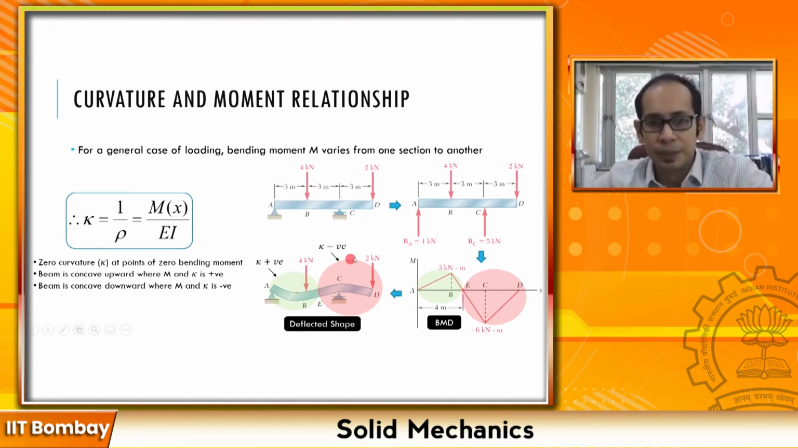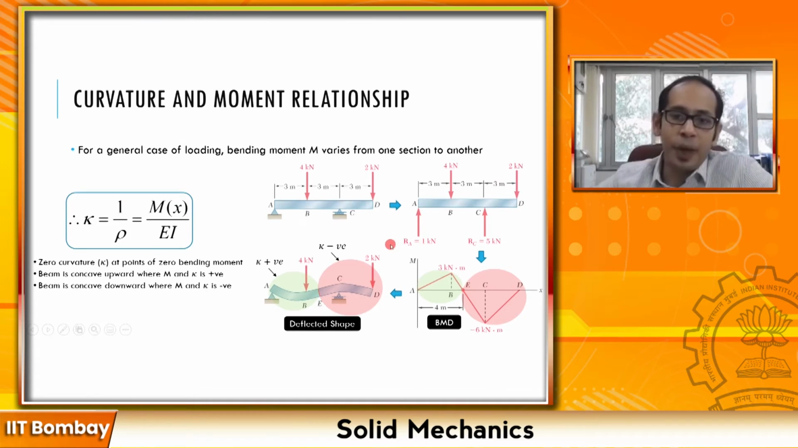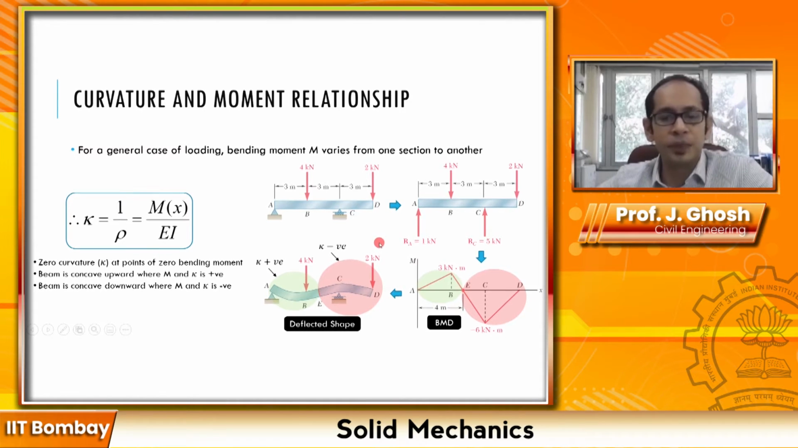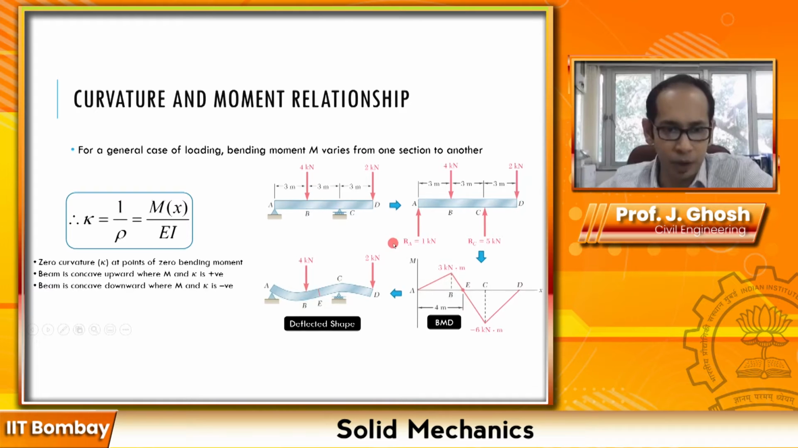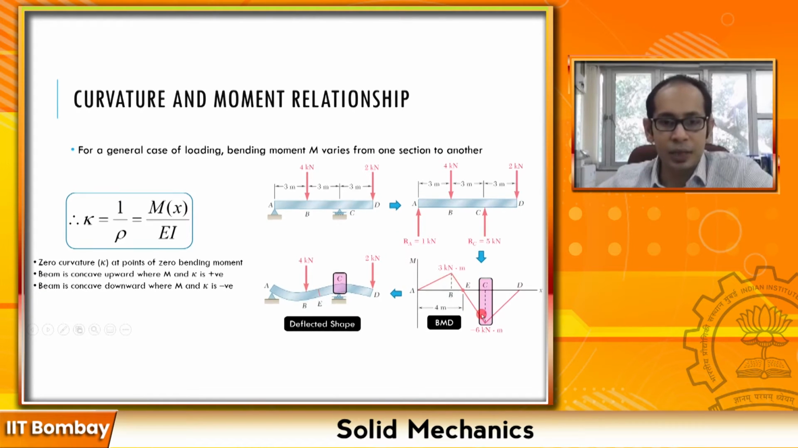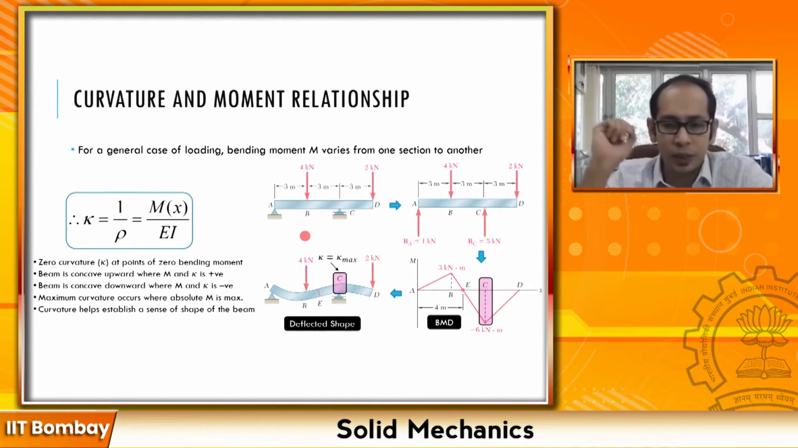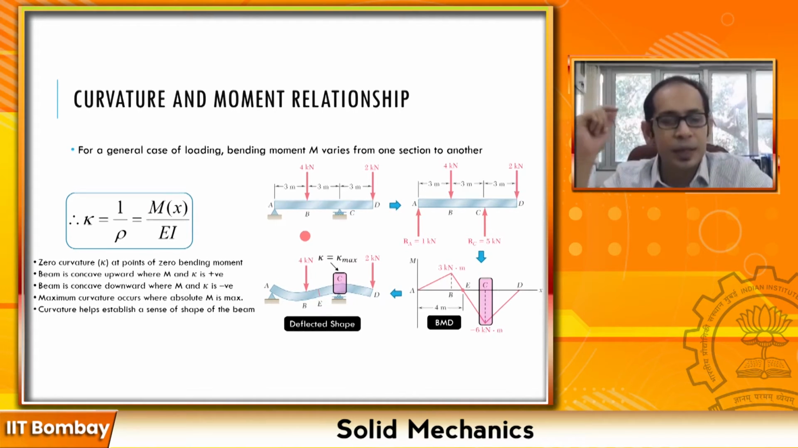Now can you tell where in this beam your kappa is going to be the absolute maximum? You're right, kappa is going to be absolute maximum where the bending moment is maximum, which is essentially at this particular point. It will be a negative maximum of kappa over here. So essentially at the point C you will have the kappa which is a maximum. So maximum curvature happens where the absolute moment is maximum. In this case it's negative, so your absolute maximum kappa happens at this particular point C, right?